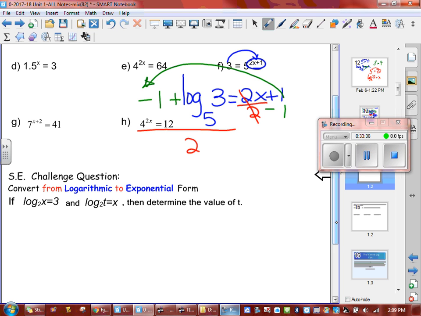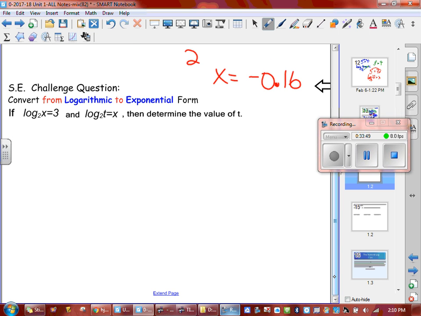On the next question, this is a challenge question. This is a 2-part question. We need to solve the first part and substitute it in the second part. If you're noticing, we've got multiple variables here. We're only able to solve for one variable at a time. So let's take a look at our first one. We're going to change it using the 7 rule. We're going to change it to exponential form to solve it.